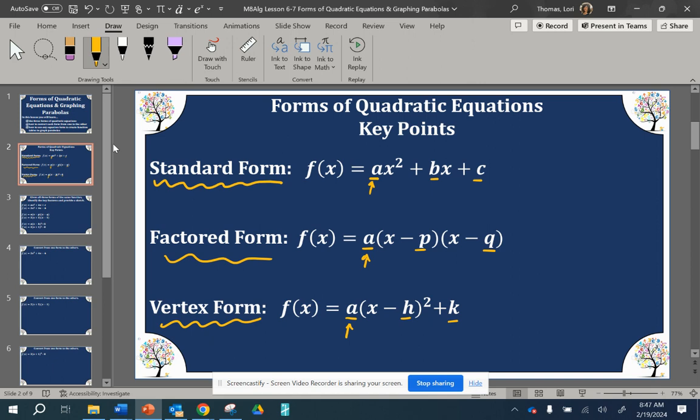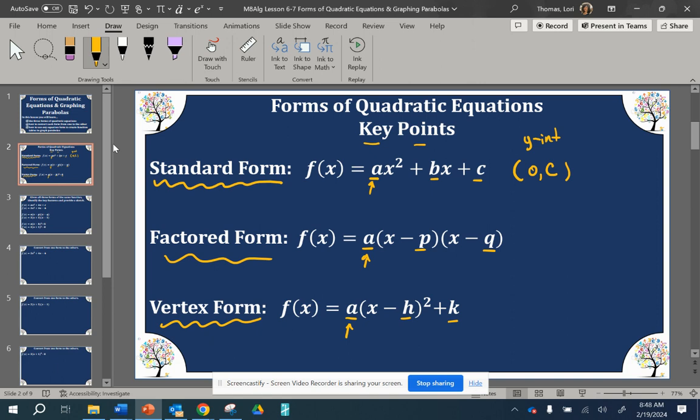Now let's take a look specifically at standard form and identify what standard form provides as a key point. Standard form provides us the y-intercept. The y-intercept is when x is 0. So when we plug in 0 for x, we will end up with y equals c. And this is the y-intercept.